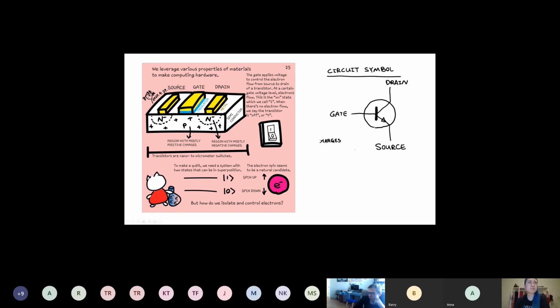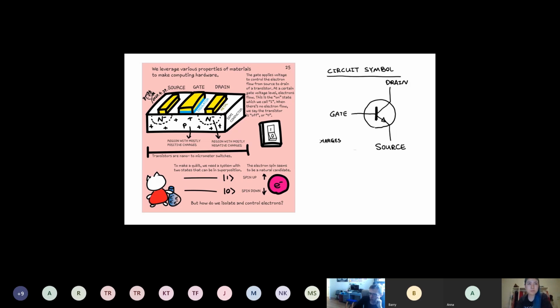You can form areas in the material where you can control the doping, the electronic concentration in different areas. By applying certain gates, you can allow electrical current to go through from source to drain, or you can stop it. This can give you an on and off. That's how in transistors we make 0s and 1s.